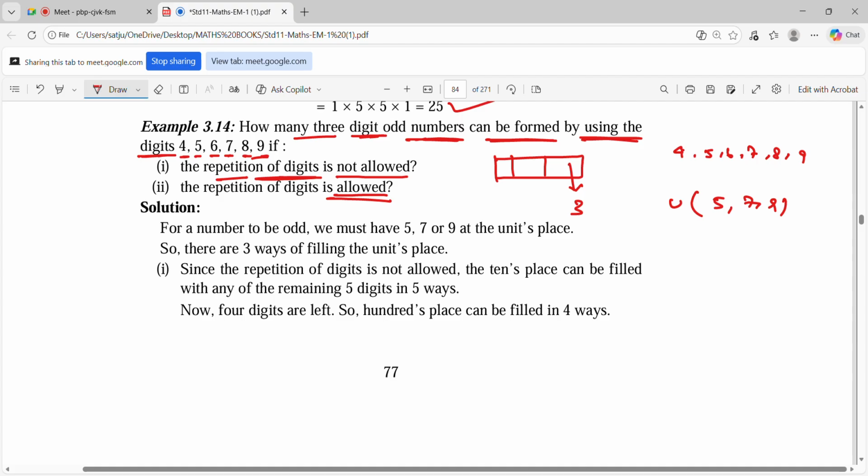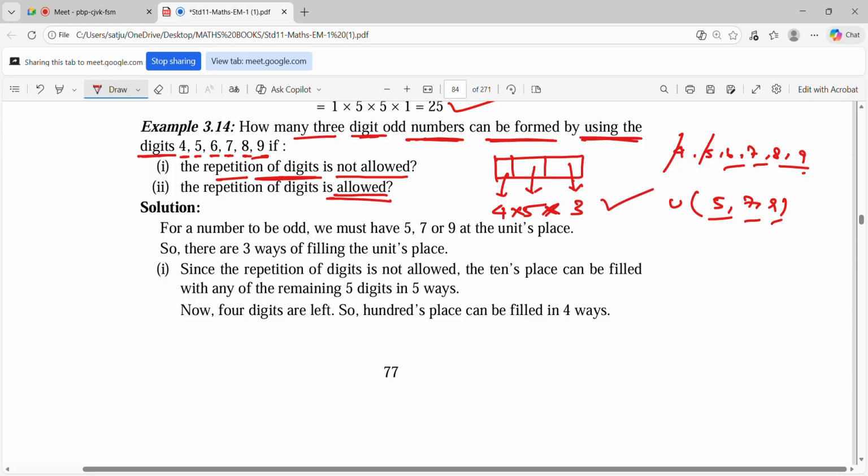The unit place can be filled in 3 possible ways. Listen carefully. Any one of these 3 comes here. So therefore, the rest of the places can be filled. Suppose you fill 5 in the unit place, the 10th place can be filled in 5 ways. Then to fill the 100th place you have 4 ways. So therefore 4 into 5 into 3, 60.